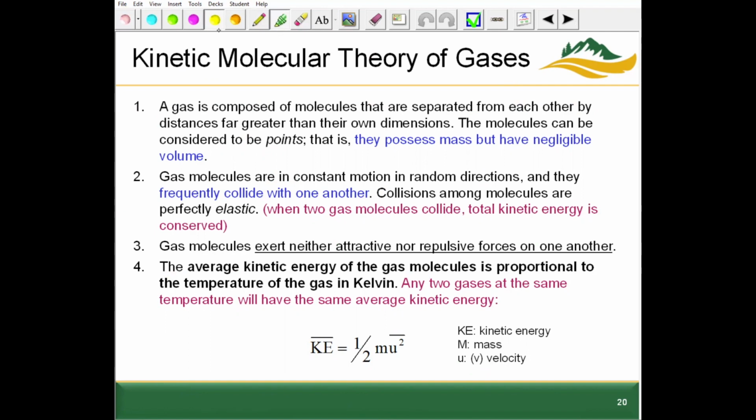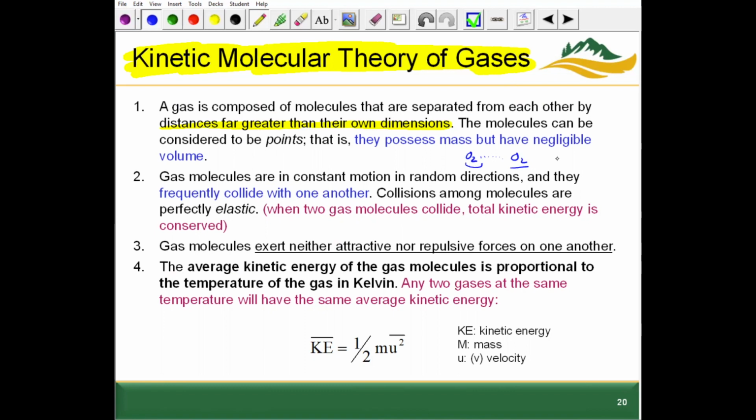These concepts play into the kinetic molecular theory of gases. We're not going to go too much into the actual equations, but just knowing the general concepts behind this theory. A gas is composed of molecules that are separated from each other by distances far greater than their own dimensions. What does this mean? Well, if we have some molecule of O2, it's going to be spread apart much further from another gas molecule of O2, relative to the space that an O2 molecule takes up.